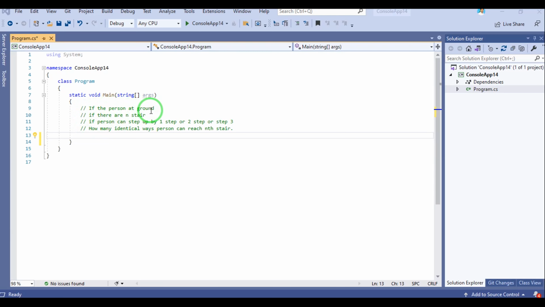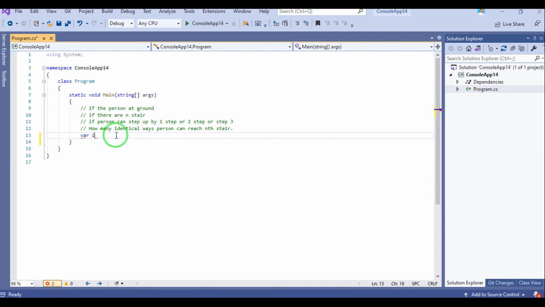If a person is on the ground and there are n stairs, and the person can step up by one step, two steps, or three steps, then how many identical ways can a person reach the nth stair? So let's write a program to find out the unique ways. This is a problem related to the Fibonacci series.